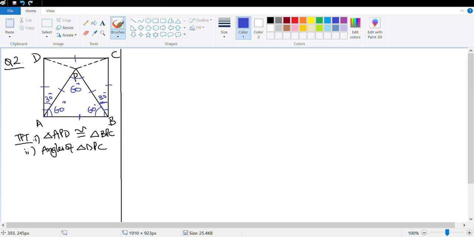Let me see what I need to do. Prove that triangle APD, which is here, and BPC, yes, which is here. I need to prove that these two triangles are congruent. Let me draw a rough diagram and see if I can do something. Let's look at this. So this is my P, D, and A. And let's say this is C, B, and P.